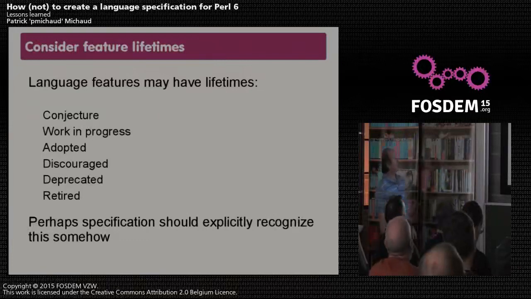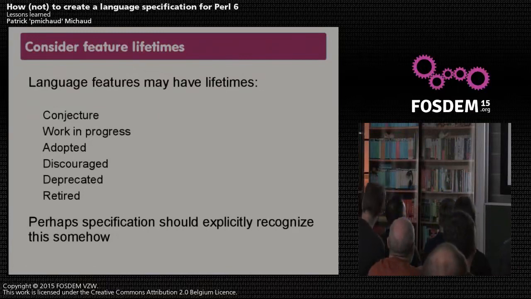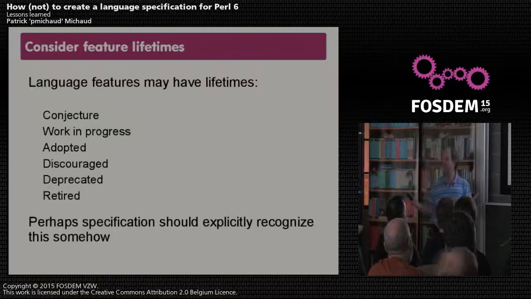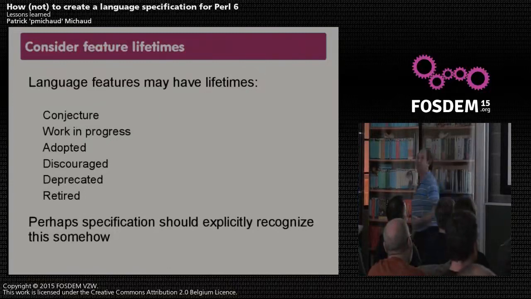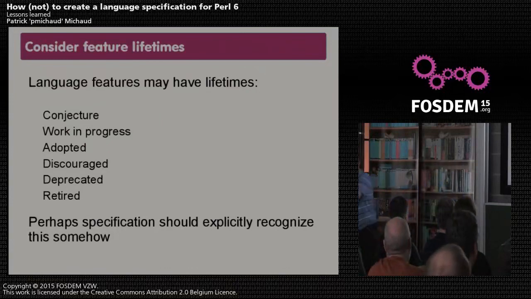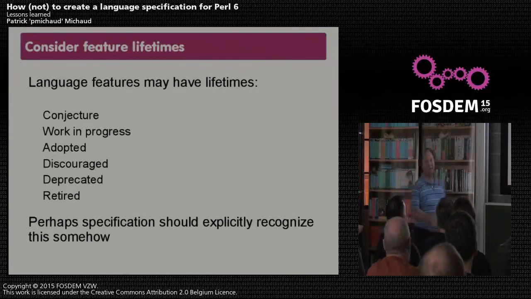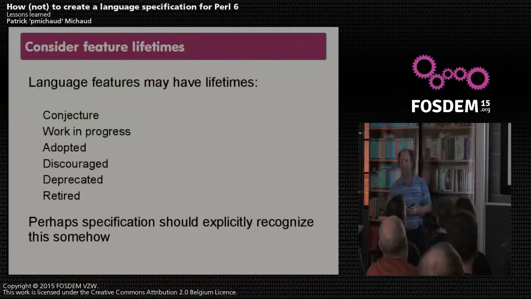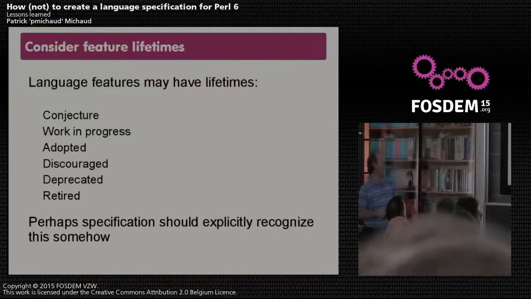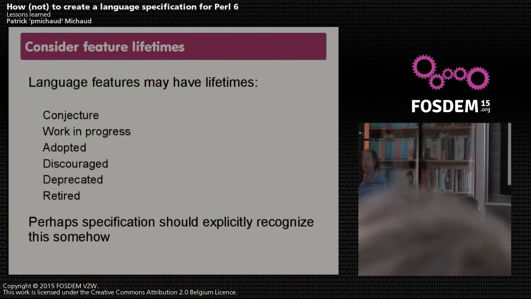A feature may start out as being conjectural, and then it may move to being a work in progress where people are trying things. Eventually, it may come to a point where it's adopted. It's officially part of the language. And then, of course, we have the declining side of a feature. There may be a point at which it's still there, but we don't recommend you use it, where it's discouraged, all the way down to the form of deprecated, which is where we say, well, it's still there, but it's going to go away. And then retired, which is when it's officially removed.